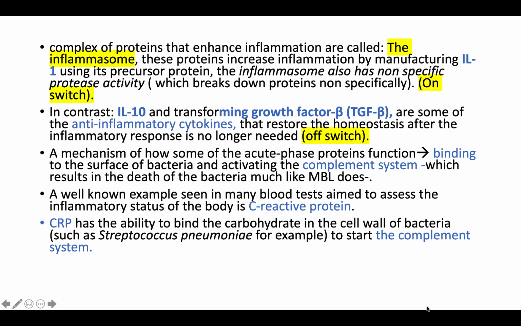So number 2 of the acute phase reactants as an innate humoral response is your complement system, which can also bind. So we finished the complement system, and we talked about other acute phase reactants, the C-reactive protein, which is the one that you test in the blood to assess the inflammatory status of the body. Am I in acute phase response status or not? So I test C-reactive protein to see if it's high, it means I am, if it's low, I'm not. So CRP is the C-reactive protein that binds the carbohydrate cell wall of Streptococcus pneumoniae, we talked about it in her lecture, and starts the complement system.